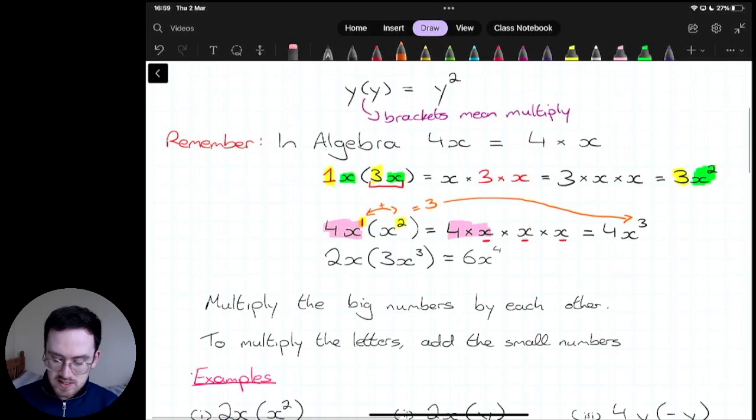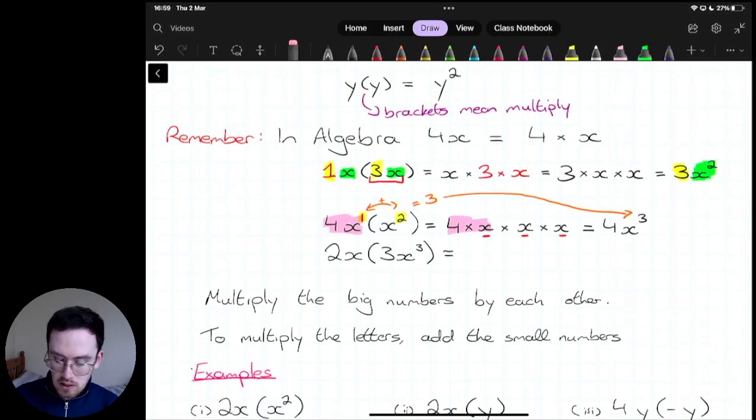We apply the same idea to the next one. Let's get the answer out of the way and try to work it out for ourselves. So 2x multiplied by 3x cubed. Let's follow the two things we've learned here. The first thing was we multiply the big numbers, the numbers in front, by each other. To multiply the letters, we add those smaller numbers up the top, because that's going to tell us how many x's there are altogether. So let's try and apply that. 2 multiplied by 3 gives me what? It gives me 6.